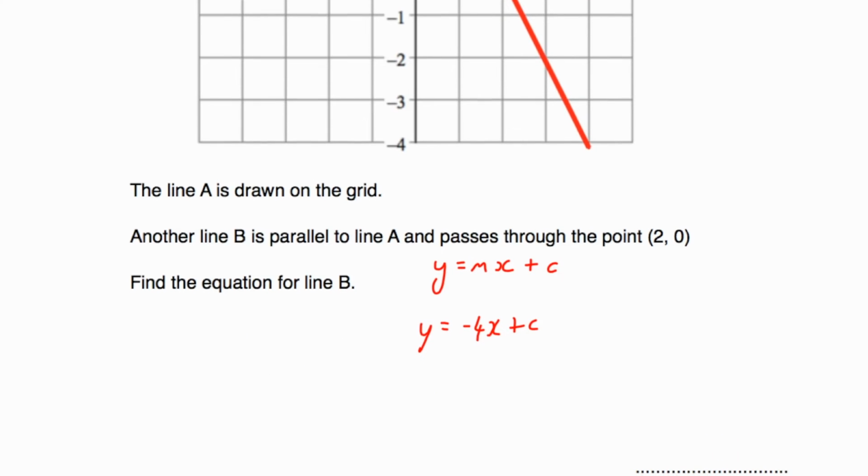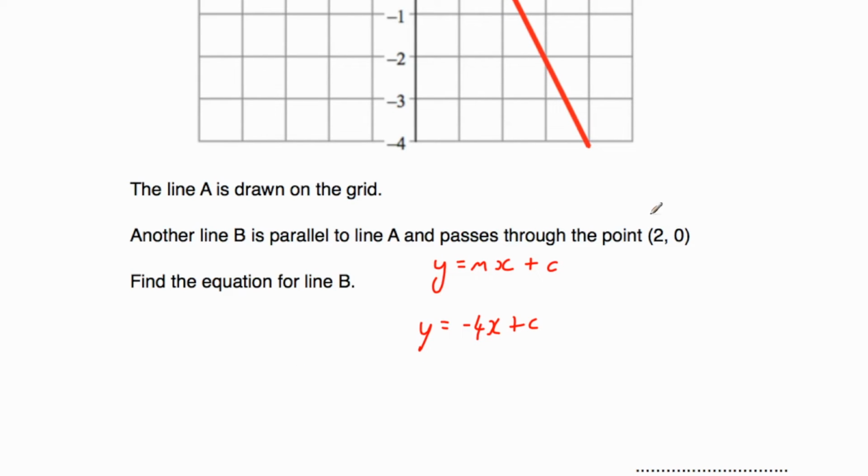Alternatively, we could use substitution and work it out that way, and that's what I'm actually going to do, because that's going to be quite useful for our later questions. So we know the line passes through the point 2, 0, and because we know that we've got y equals minus 4x plus c, if we substitute x being 2 and y being 0 into that equation, we can find our c.